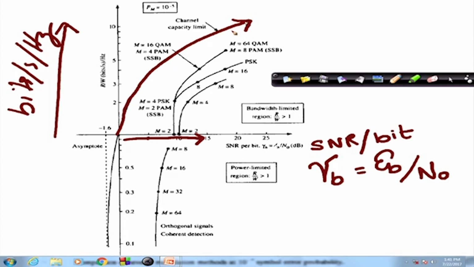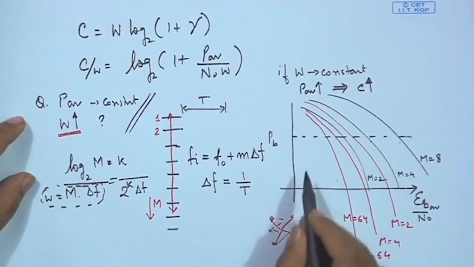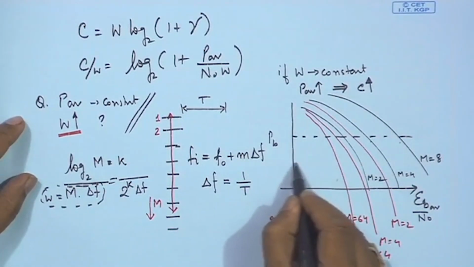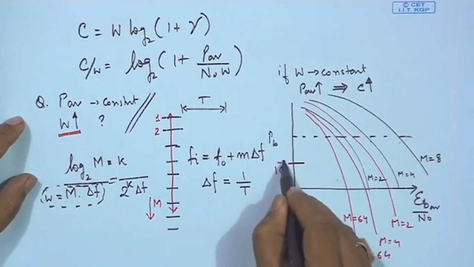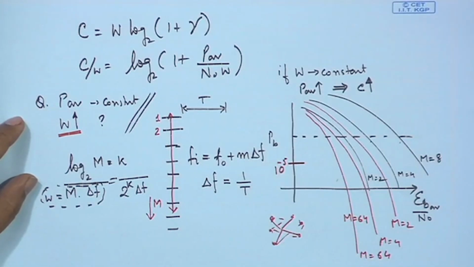If we now compare the spectral efficiency of digitally modulated signals for error probability of 10 to the power of minus 5, what we mean to say is that we have this error probability curve, and suppose we choose some point which is 10 to the power of minus 5, right.